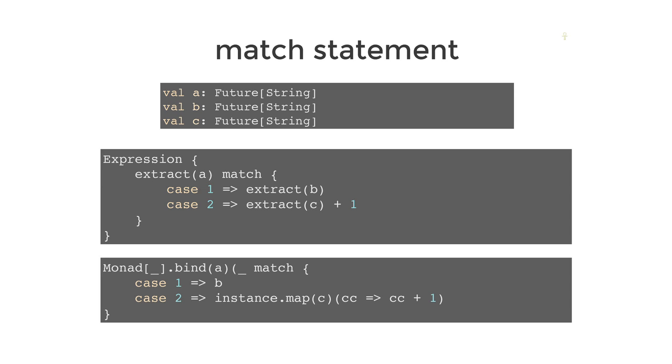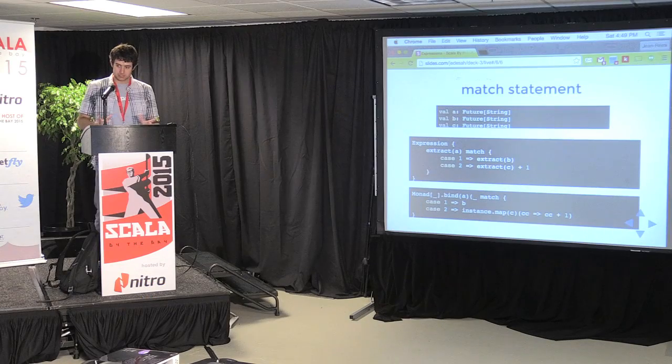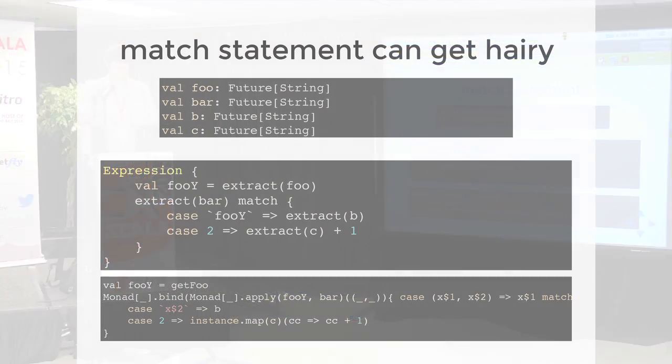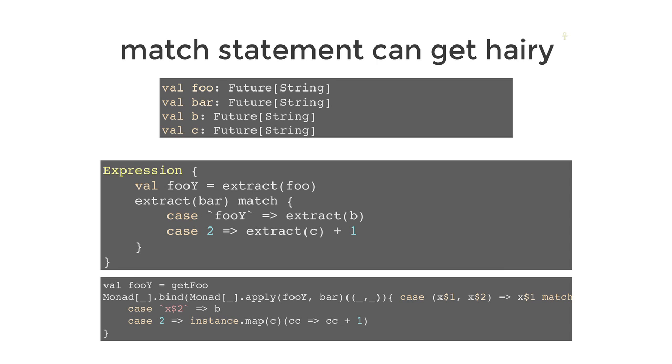Then we have our match statement. Match statements are actually the trickiest part of implementing this macro. This is a fairly straightforward match statement, which looks almost like an if, and so the transformation is the same. But Scala has this concept of a stable identifier in a match statement.